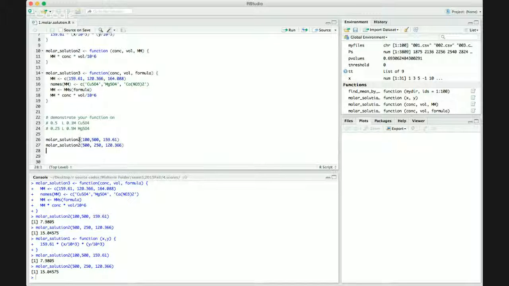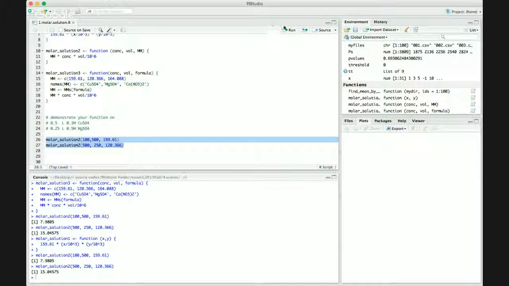And I did the same thing essentially for the second solution. So the second solution that we want is 0.25 liters, 0.5 molar, and we want that of MgSO4. So here in my second function, I was using molar solution 2 again. I want my concentration to be 0.5 molar. I want my volume to be 0.25, so I had to put in 250. And then the molecular mass of MgSO4 is 120.366.